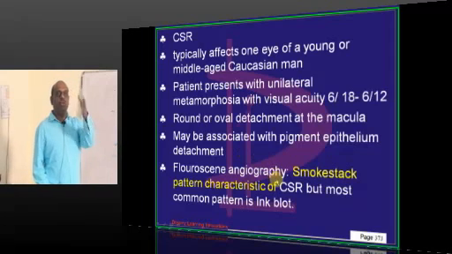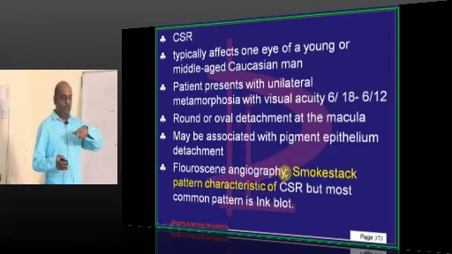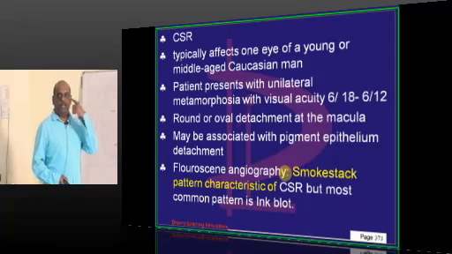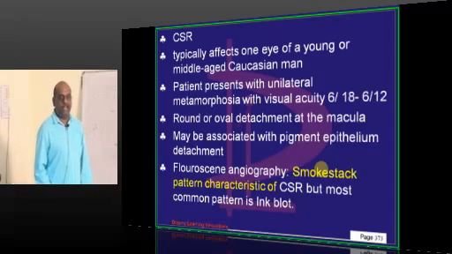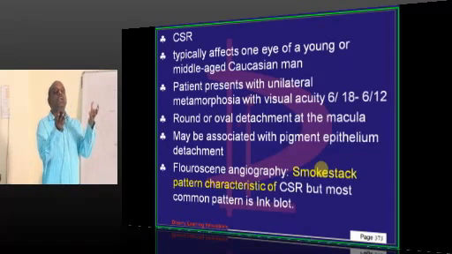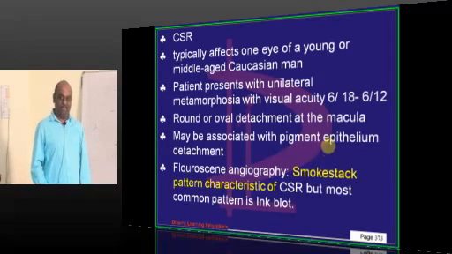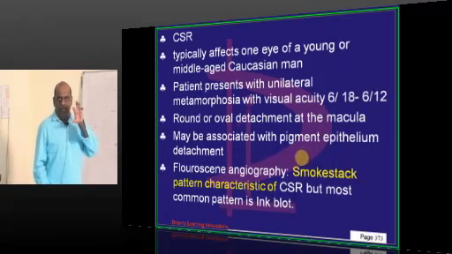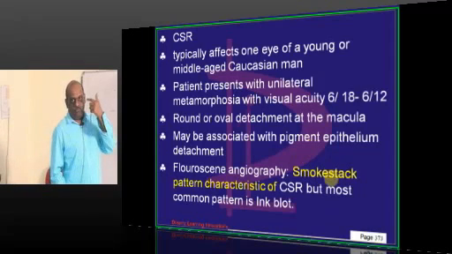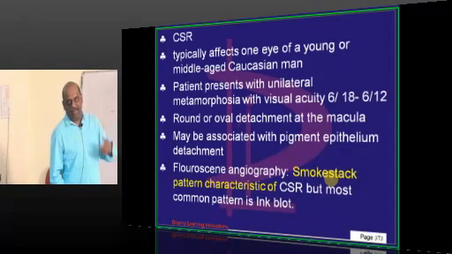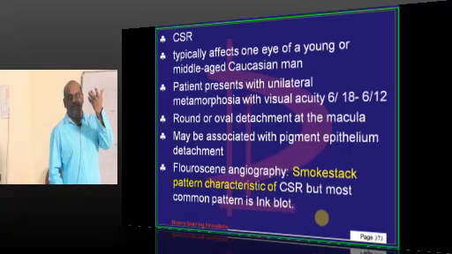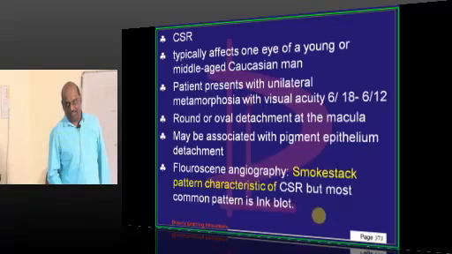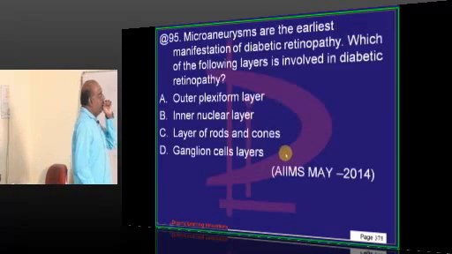What is the classical fluorescein angiography picture? When you put the fluorescent contrast, you will give it peripherally and watch in the eye. When you watch in the eye, it looks as if smoke is rising. That's called the smokestack appearance. It's the characteristic feature of central serous retinopathy. The retina around the foveal area becomes detached from the underlying layer, so your contrast will rise like smoke because of the detachment. That is what you need to remember.